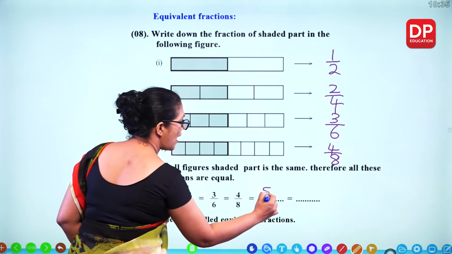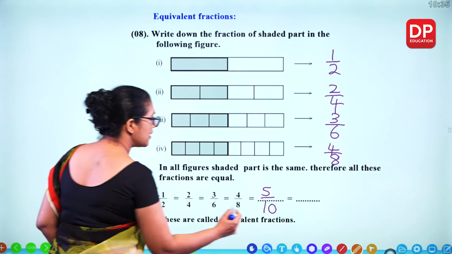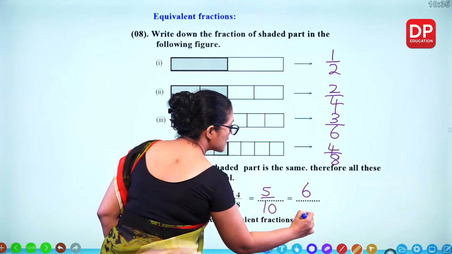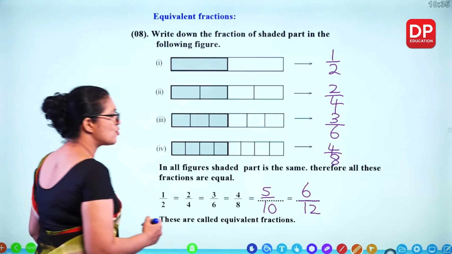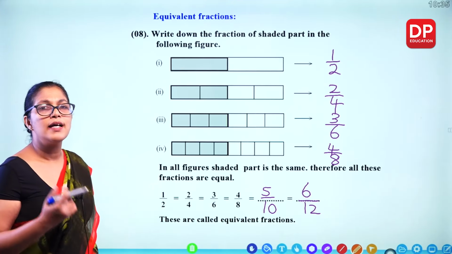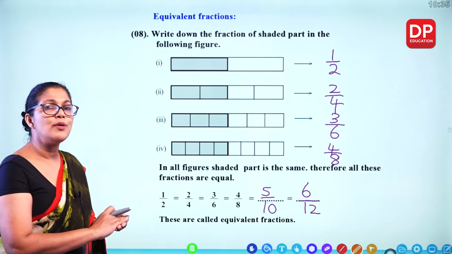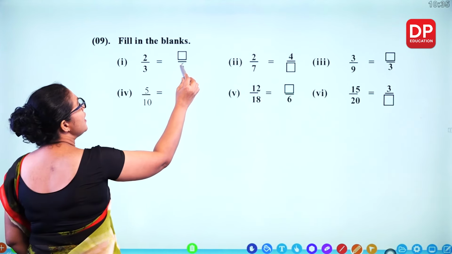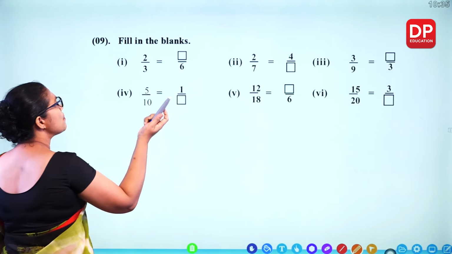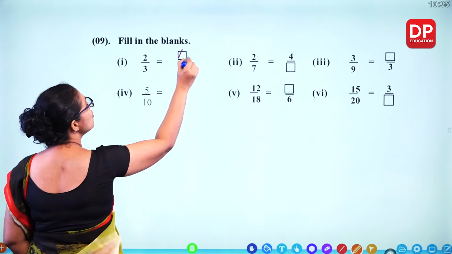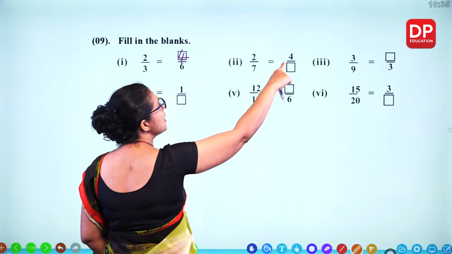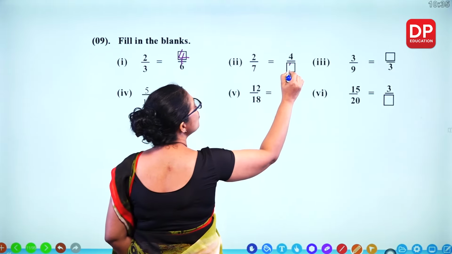5 times 1, 5. 5 times 2, 10. I can multiply by 6. 6 times 1, 6. 6 times 2, 12. So those are equivalent fractions. The value is the same. Fill in the blanks. So you need to fill the blank. 3 to 6. That means multiply by 2. So 2 times 2, 4. 2 becomes 4. That means multiply by 2. 7 times 2, 14.